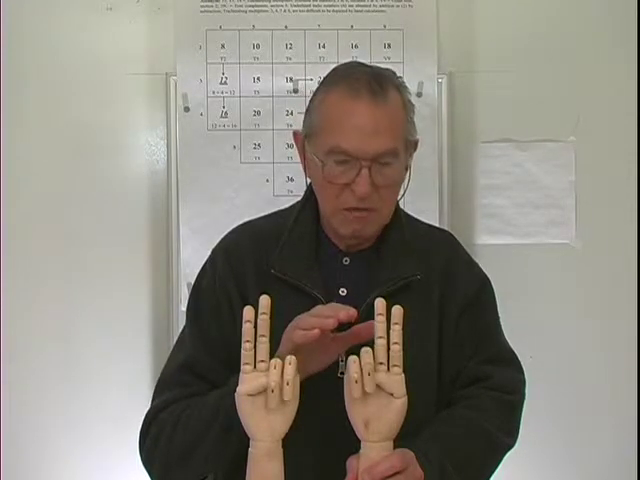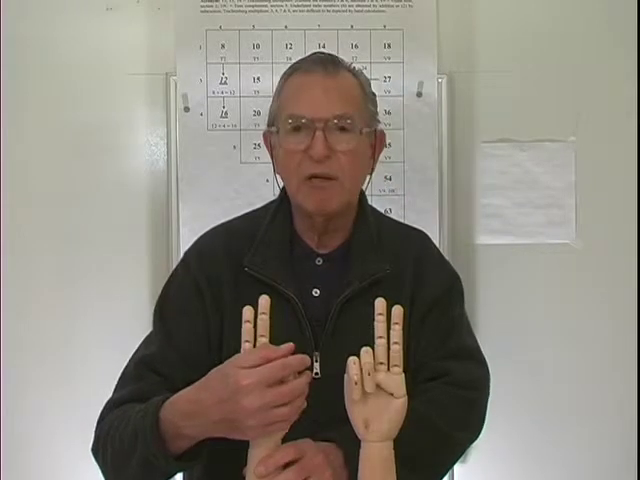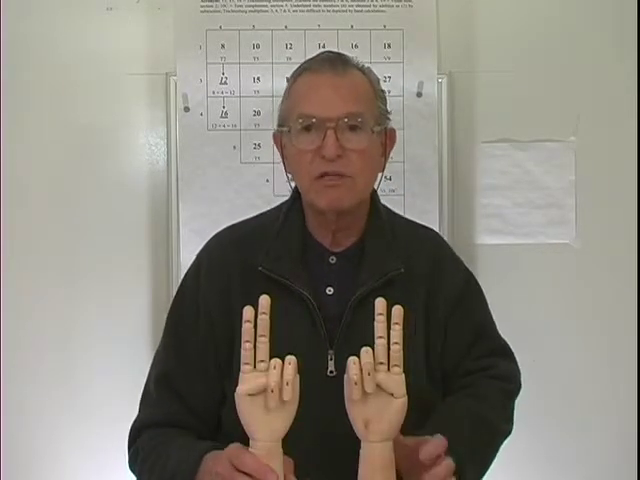That's the ones place. And then I'm going to add the closed fingers. Right hand, I have 3 closed fingers. Left hand, I have 3 closed fingers. 3 and 3 is 6. So 8 times 8 is 64.